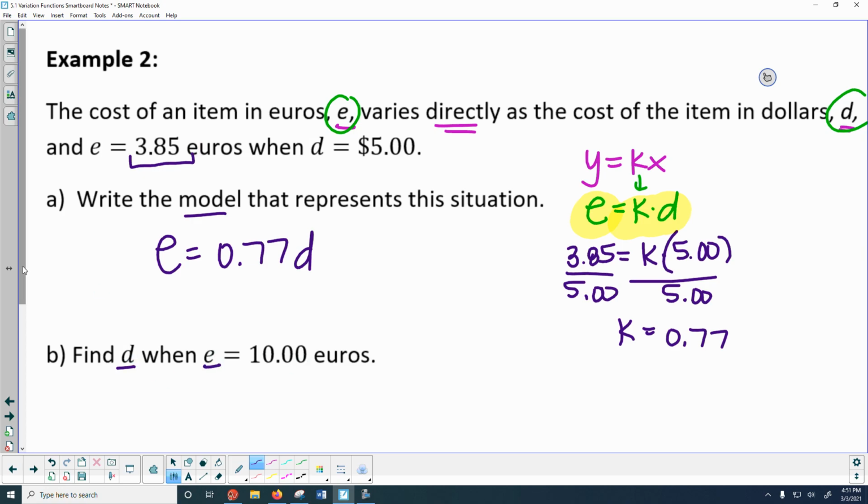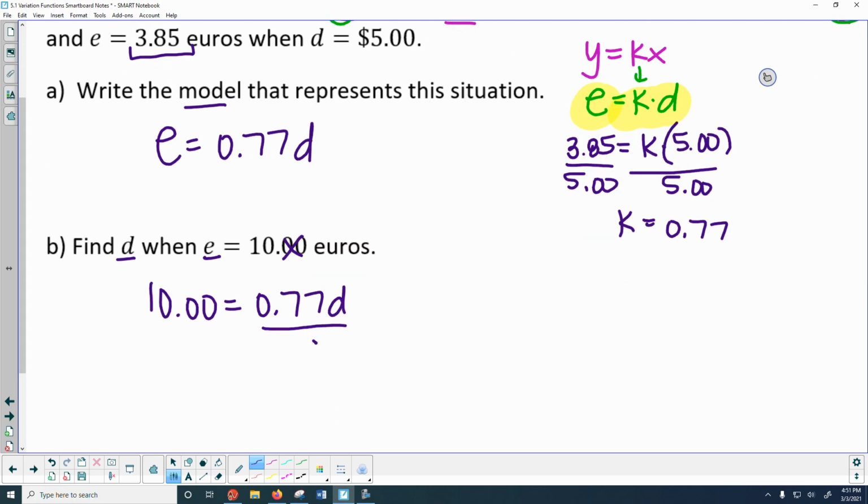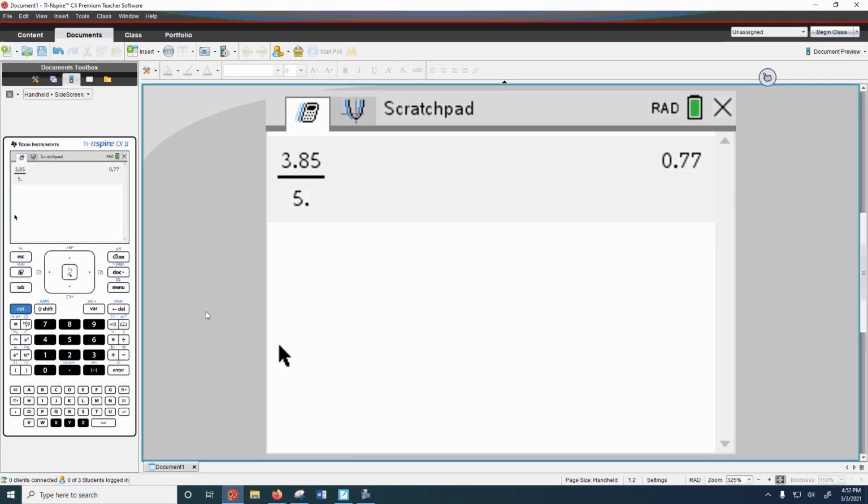Okay, so we're going to plug in 10 for E. So 10, you can write 10.00 if you'd like, or just 10 would be fine in this case, is equal to 0.77 times the dollar amount. To solve for the dollar amount, we'll divide both sides by 0.77. And we'll go to our calculator to find out how many dollars this would be. And we'll round appropriately because it is dollars. It is American money.